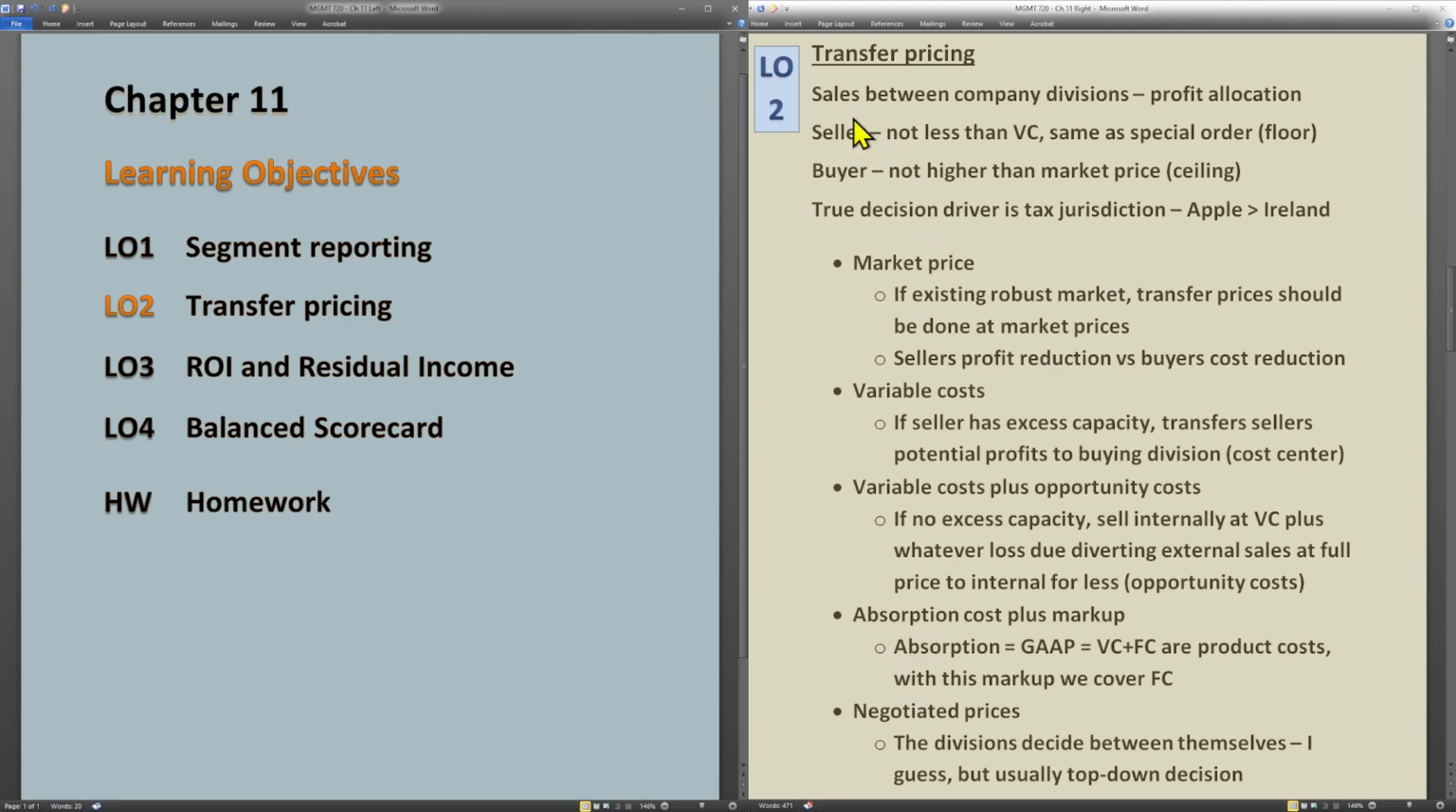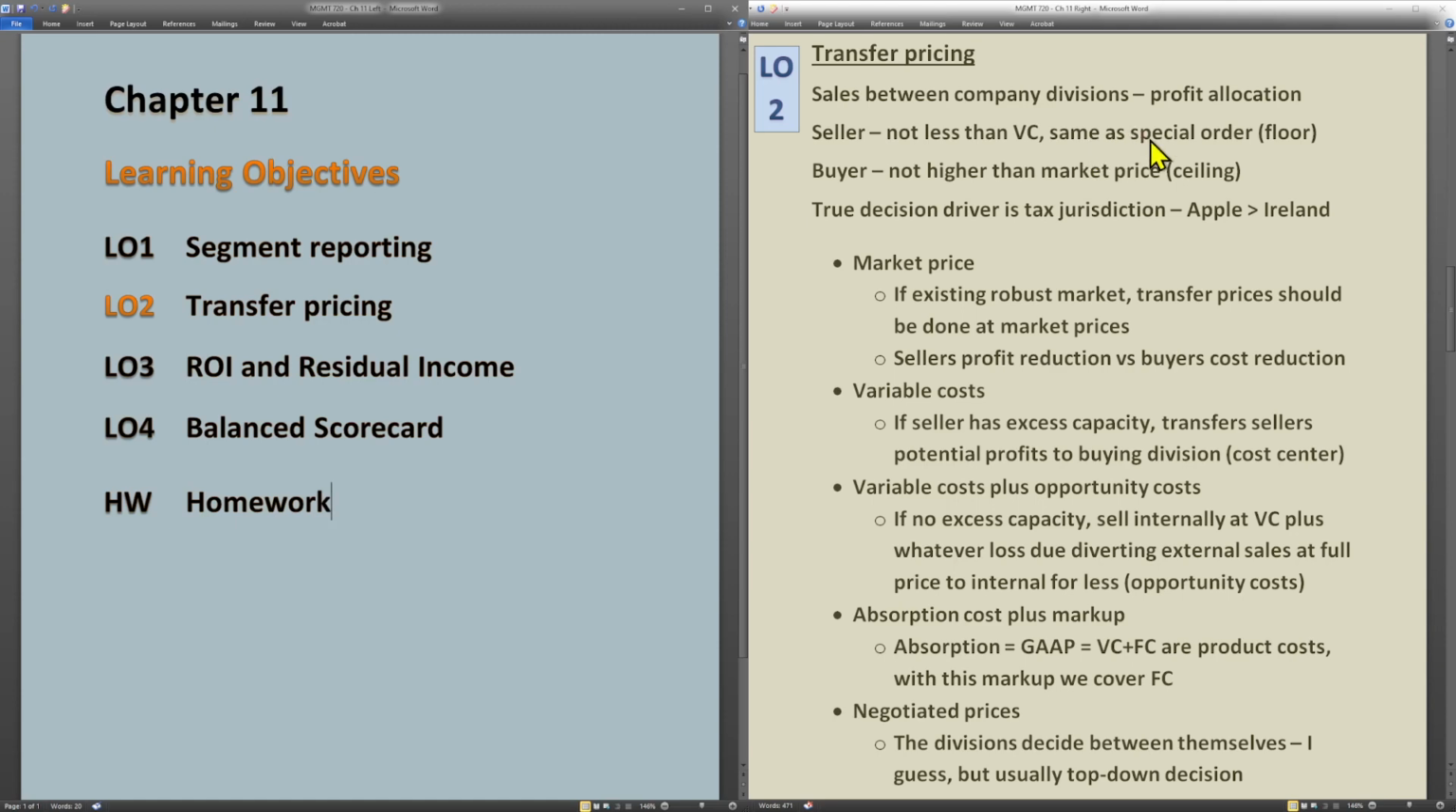So what is transfer pricing? It's sales between the company divisions. That may not be the focus of what you're doing, but what you end up doing is allocating profit. If one division sells at cost to another division, the selling division is basically transferring its ability to make a profit to the buying division.